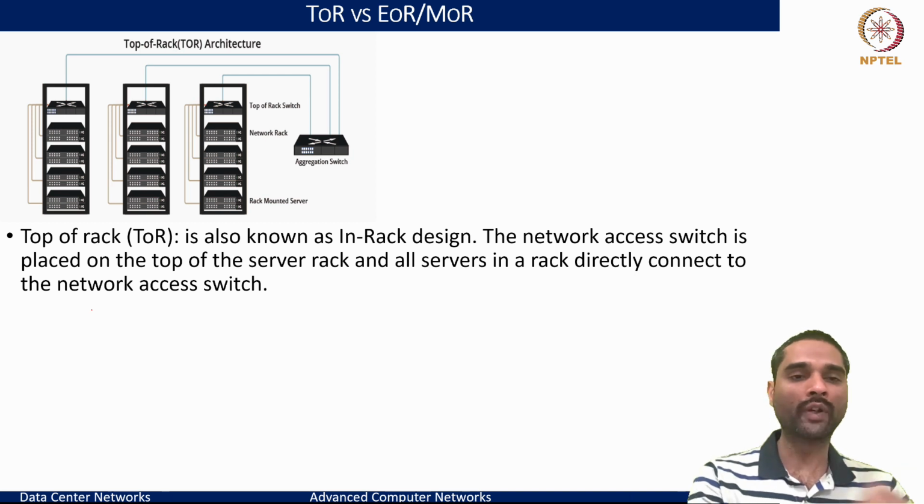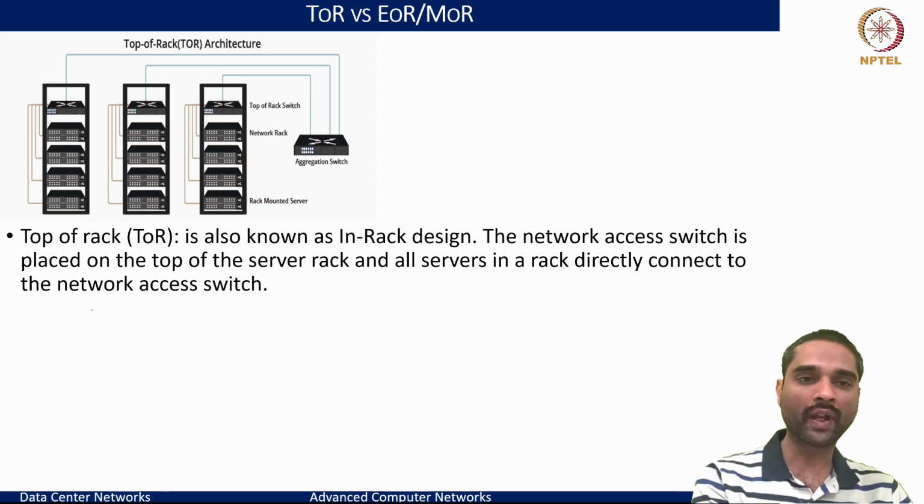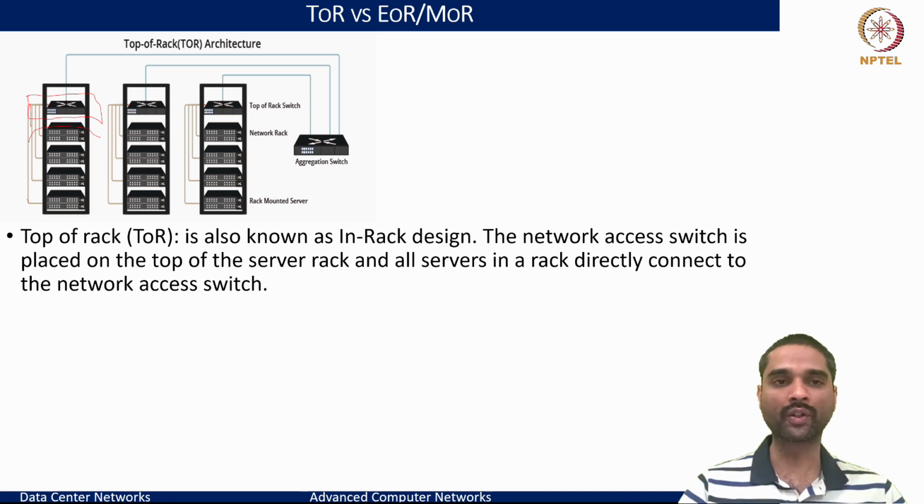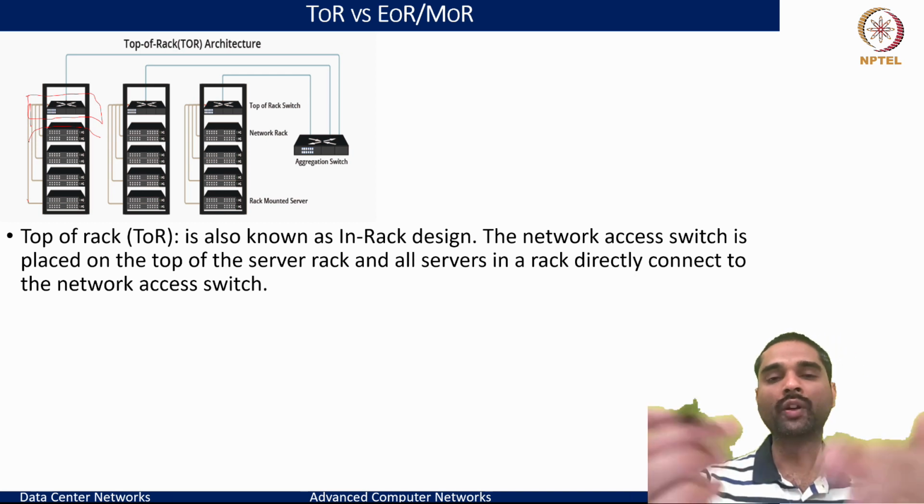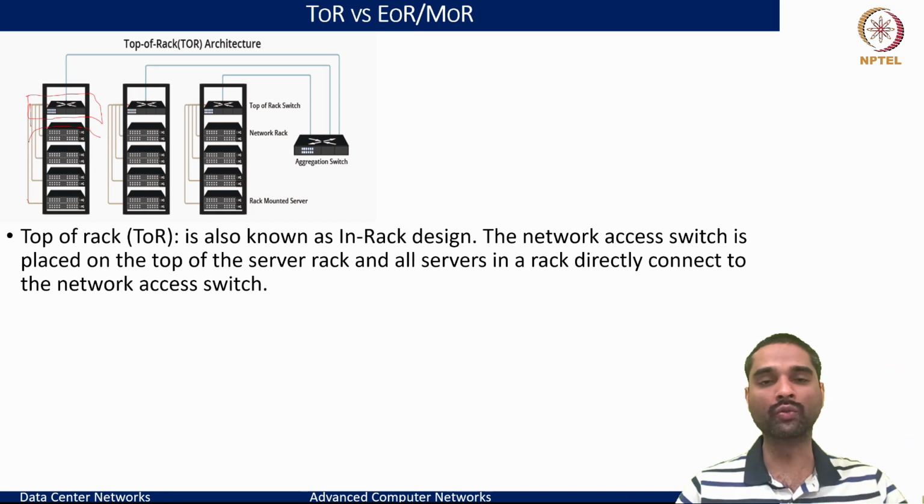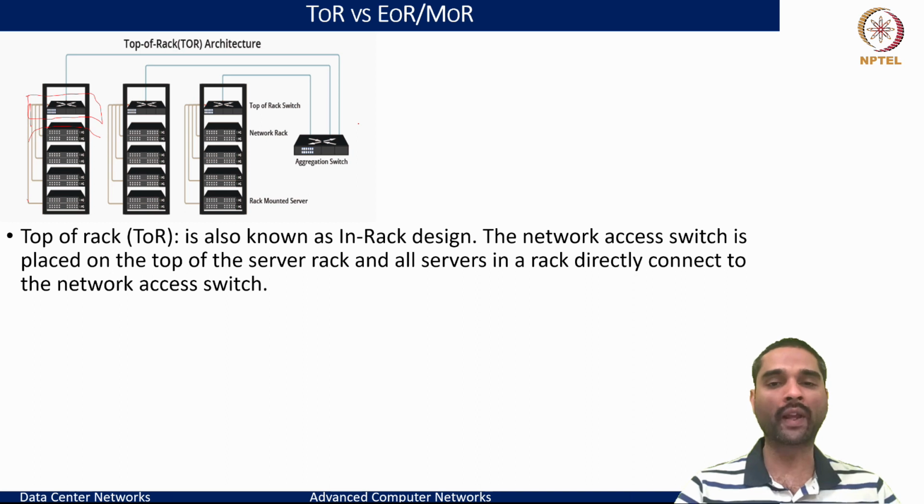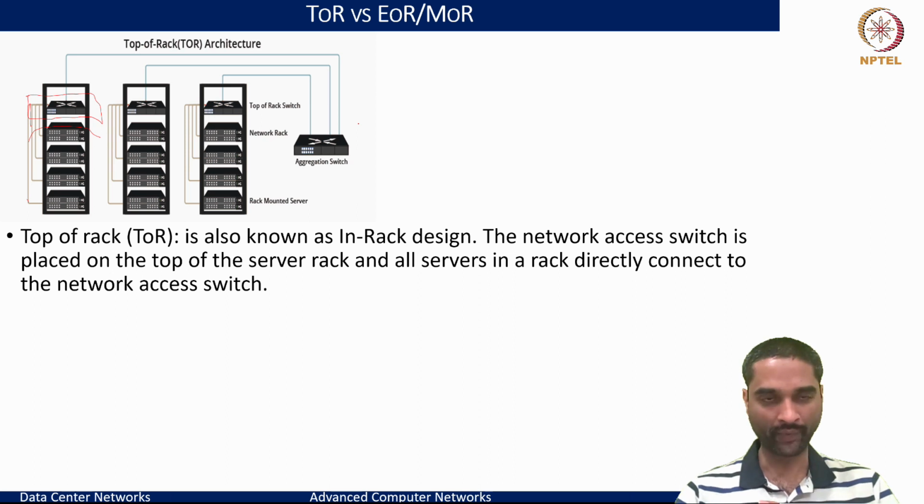To put it like what we have seen as a top of the rack, each rack has a switch as a top element, and all of these servers would connect with this switch first, and then this is the one that connects to the aggregation switch or the tier 2 switch that we just saw. So this is also called an in-rack design, and in this, the network access switch is always placed at the top of the server, and all the servers in the rack directly connect to this network access switch.